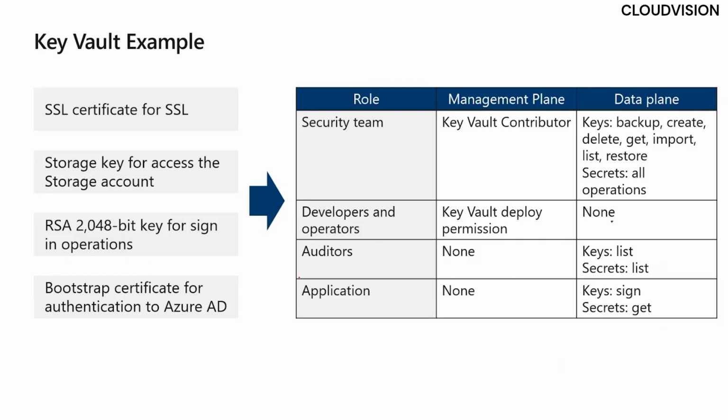Next, we have auditors. To the auditors, we don't give the permission on the management plane, but we can give them permission on the individual keys to list the secret. Same goes for the applications. We just give the permission to sign with the keys, but we don't give permission to read the keys, list the keys, get the keys. Only sign permissions. And no permission required on the management plane.